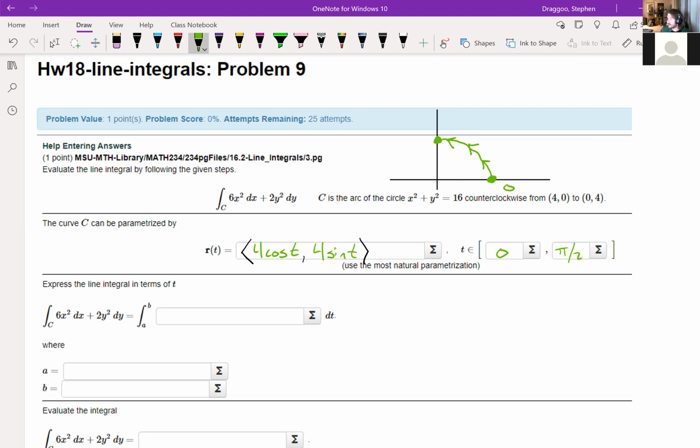Because 0 is going to be my starting angle, right? If I just go to the unit circle, the x-axis is an angle of 0, up to the top, which is an angle of pi over 2. So t goes between 0 and pi over 2. Again, the unit circle is going to help us out with that one.